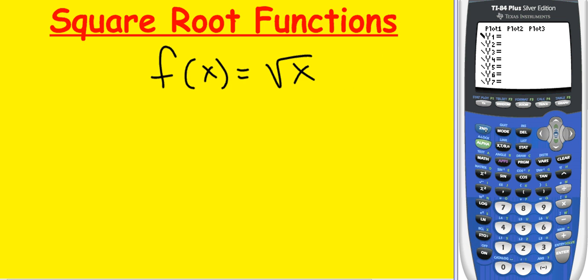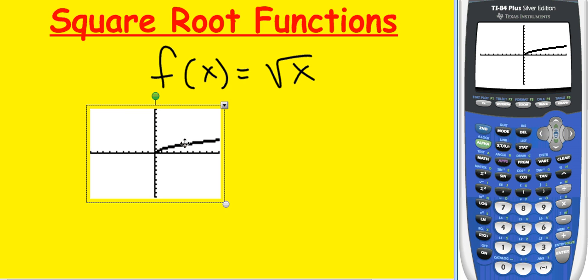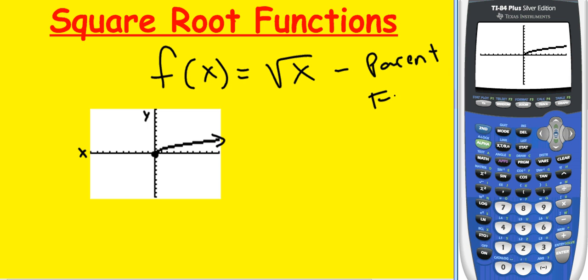So we're going to be using our calculator to graph this function. Simply square root of x. Graph it, and there it is. If you notice, from the graph, it starts at the origin and then continues to the right. Square root of x is the most basic square root function, so we call it the parent function of square roots.